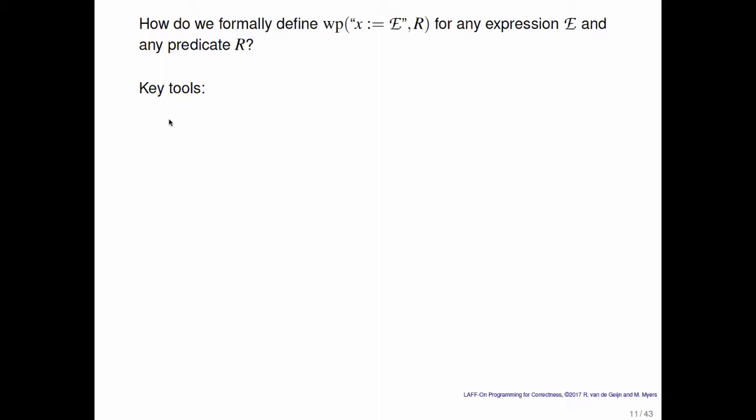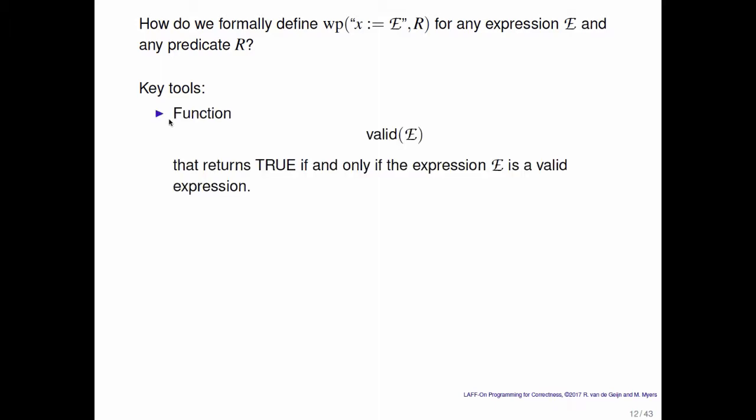Okay, so what are our key tools to be able to do this? Well, first of all, if the expression e is an invalid expression, then your program will abort, and if the program aborts, then it will not complete in a finite amount of time, and therefore it will never reach the point where you want r to be true. We need a way of saying the expression must be valid, and for this we introduce the function valid of e.